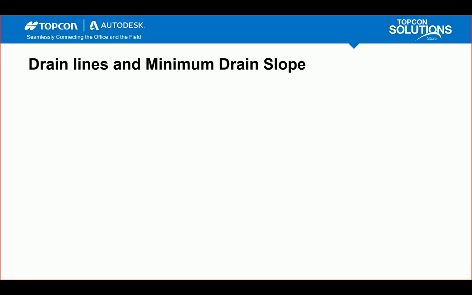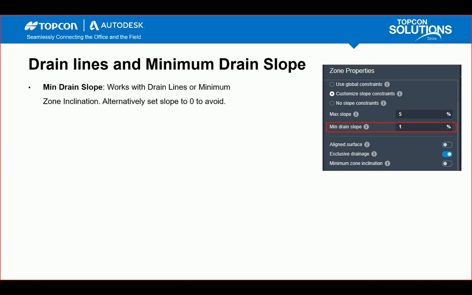Drain line and minimum drain slope. So this can be a bit confusing. So min drain slope works with drain lines or minimum zone inclination. And one thing you can do is alternatively, if you don't want to have any drainage on your site, just set to 0 to avoid it. So you'll see that in this zone properties, the min drain slope is 1%. So that means the min slope on that surface is 1%, and it's going to drain towards a certain direction.